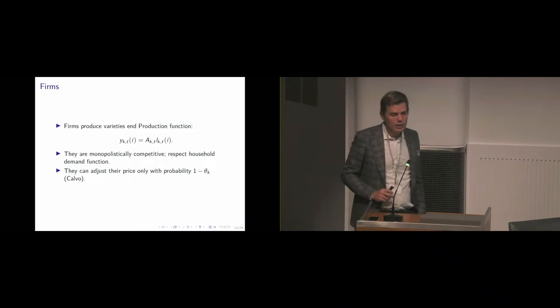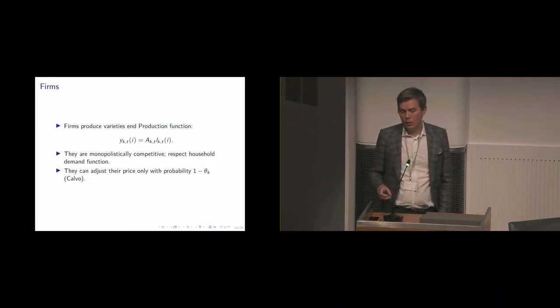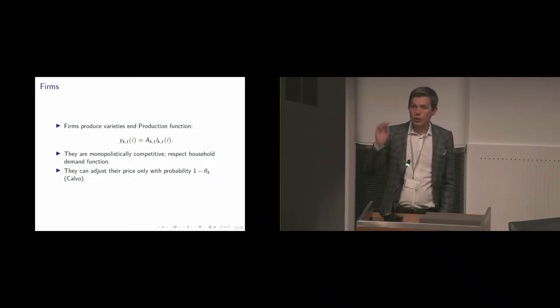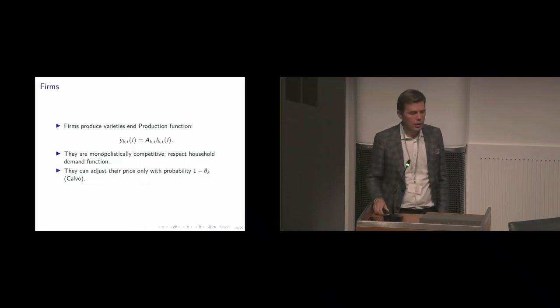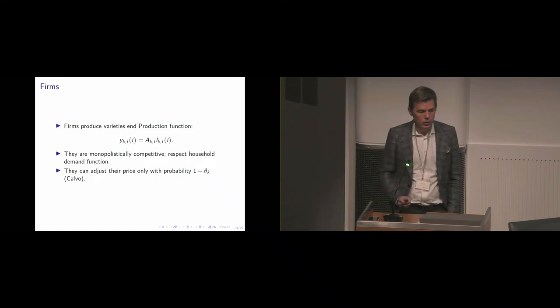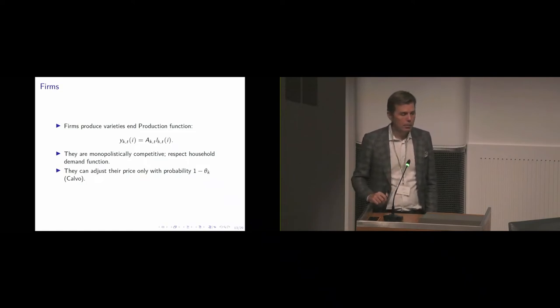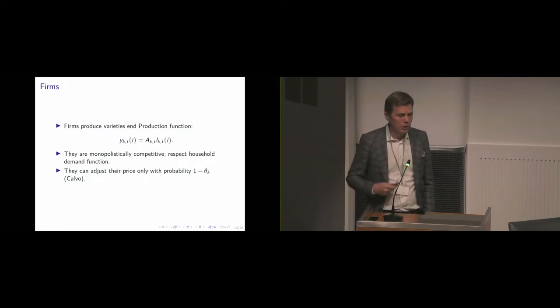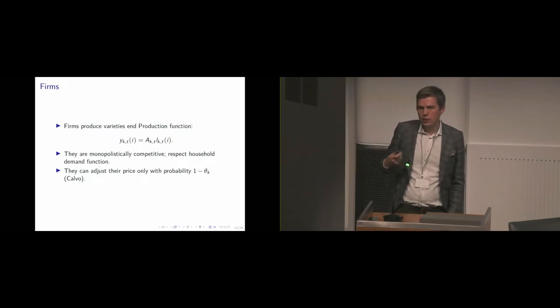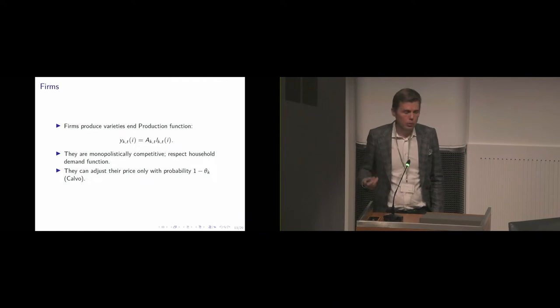Okay, so on the firm side, things are fairly standard. They operate a linear production technology, but we allow for sectoral shocks. So we can kind of think of the food sector or the energy sector being hit by particular shocks. Firms are monopolistically competitive, and they face a rigidity in price adjustments. And here we follow the standard Calvo setup, where you can adjust your price only with a certain probability.